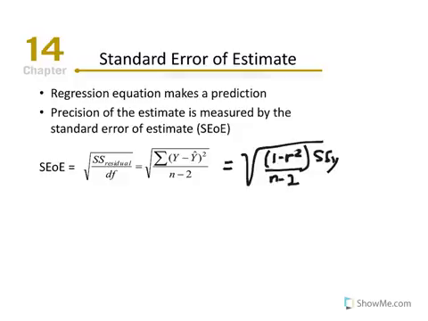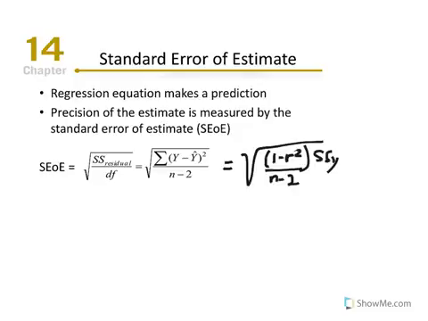Standard error of the estimate. And this represents the average distance between the actual and predicted value of y. So the regression equation makes a prediction. Obviously, the prediction is more accurate the stronger the relationship. The predictions are less accurate when the correlation between two variables is weaker. So the precision of the estimate is measured by the standard error of the estimate. So again, it's calculating on average, how off or how much error is expected in this prediction, and it's grounded in the original correlation or relationship between the two variables.